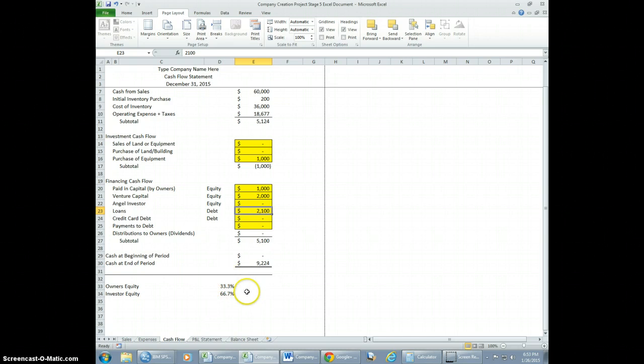So you can see here that the investors actually have a majority stake in the company. They now own, because of how much money they contributed, 66.7% of the company. And that really highlights one of the drawbacks of equity financing as opposed to debt financing: you're permanently giving up ownership in your company, and in many cases controlling rights in terms of making decisions.